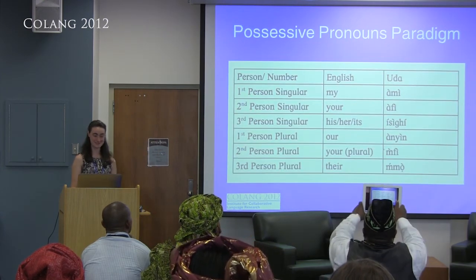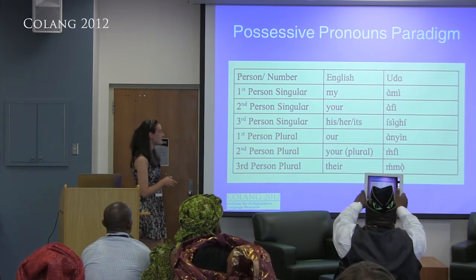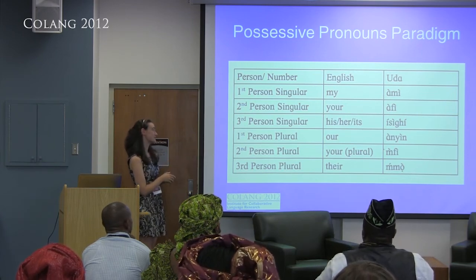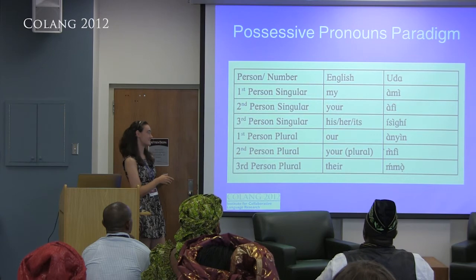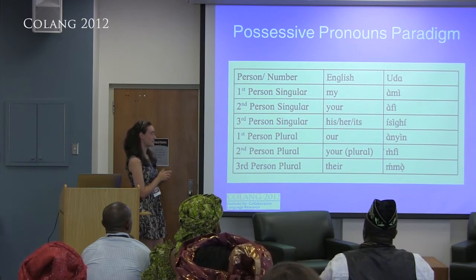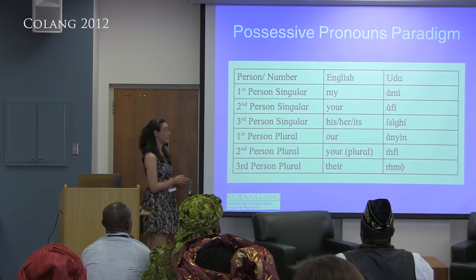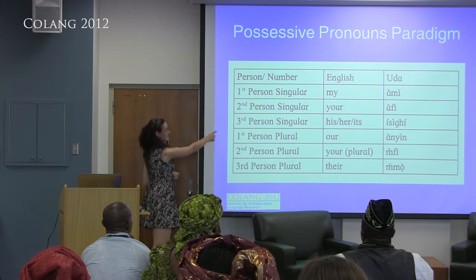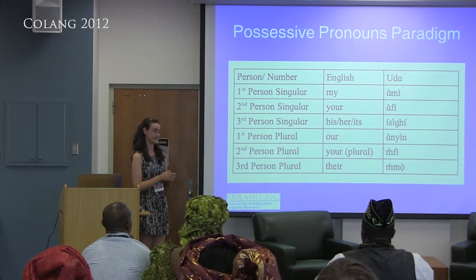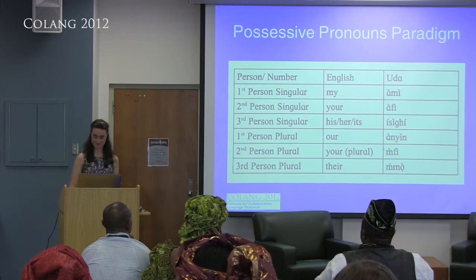Moving on to possessive pronouns. This is our paradigm of possessive pronouns in Uda. Again, we have the English equivalent in the middle and the Uda translation on the right. So this is my, your, his, her, its, our, your (plural), and their. Once again, you'll see that these tend to be actually the same form of the pronoun, except for the third person singular, which has a unique possessive form called isiki. And that's not going to be the first time that the third person acts up on us.